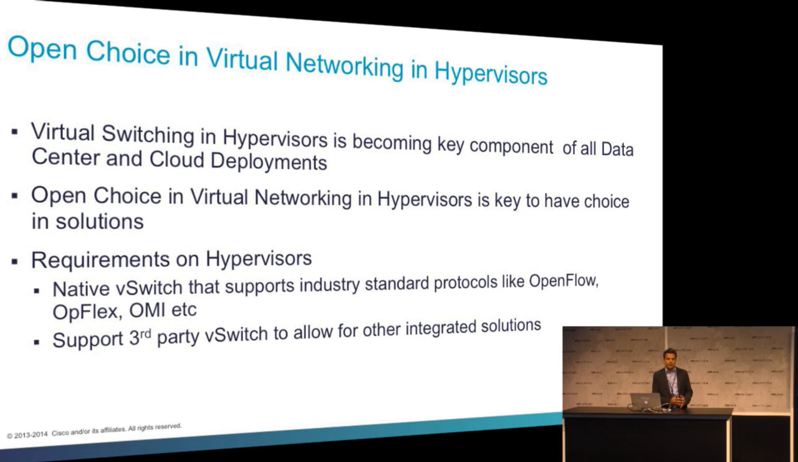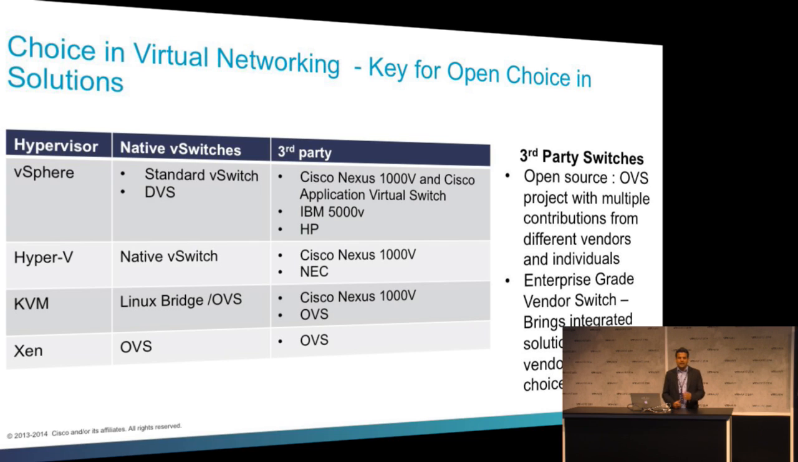Obviously, you have the native vSwitches that come along with the different hypervisors, either Hyper-V or KVM or vSphere. But it is also incumbent upon the providers of the hypervisor to provide choices for you as you look for different solutions from different vendors. So having a third-party option or an open source option is good for end users. The good news is that there has been a good mix of third-party as well as native vSwitches across all these hypervisors.